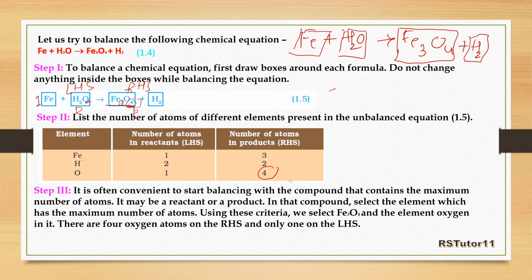In that compound, select the element which has the maximum number of atoms. Using this criterion we select Fe3O4, because oxygen has 4 atoms, and the element oxygen in it. There are 4 oxygen atoms on the RHS. So we have selected Fe3O4. Can you see the larger number here? Yes, 4 is the larger number. So we are selecting the RHS and the element oxygen, and only 1 on the LHS.